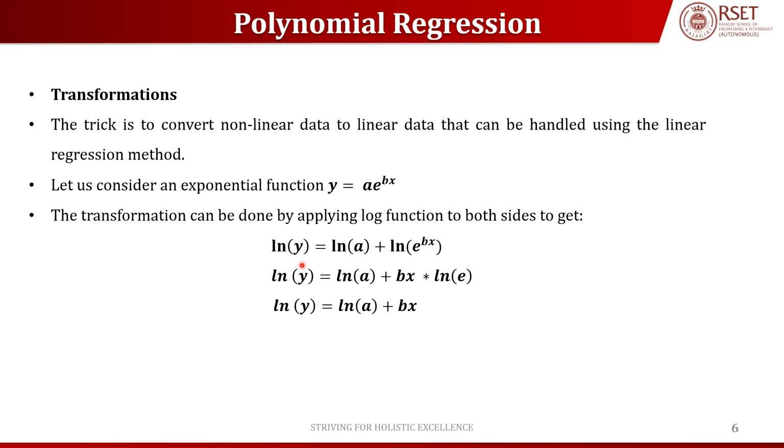So ln of y is equal to ln of a e raised to bx. That can be rewritten as ln of a plus ln of e raised to bx. This is again changed into bx times ln of e. This is just logarithmic properties. Then this is rewritten as ln of y is equal to ln of a plus bx.